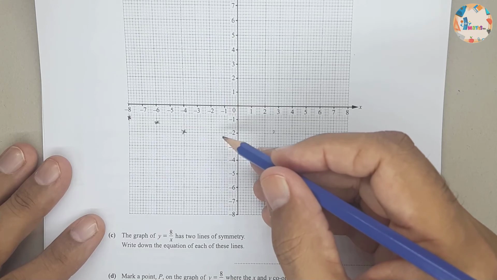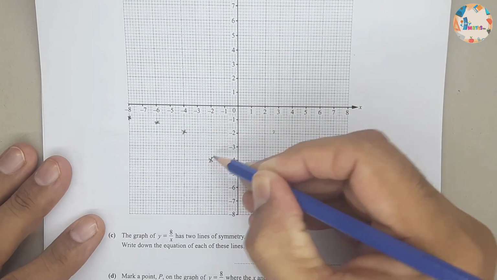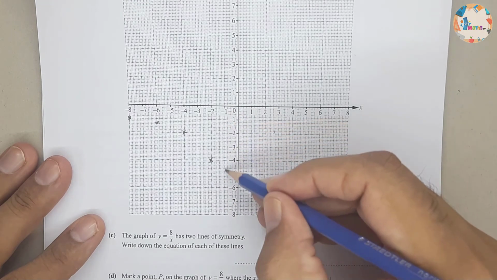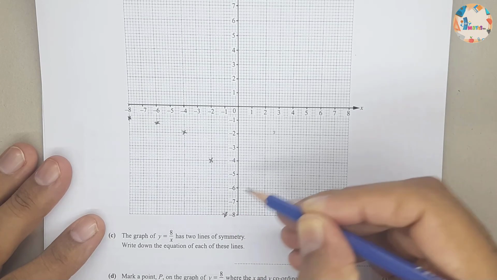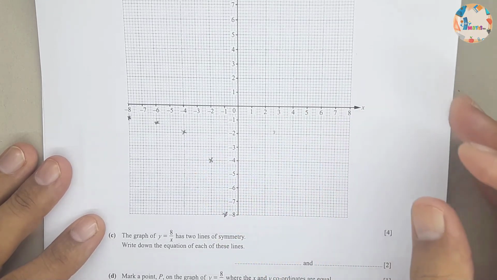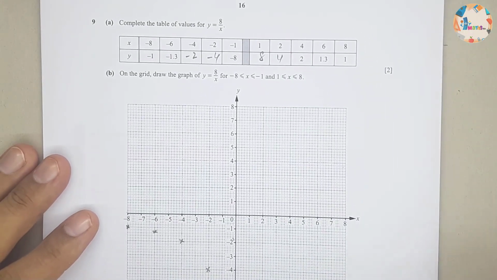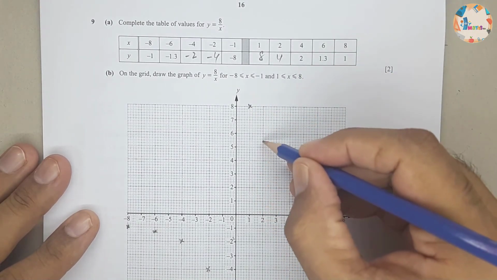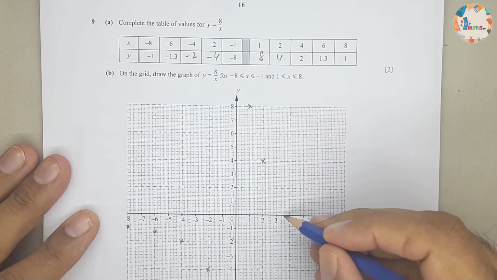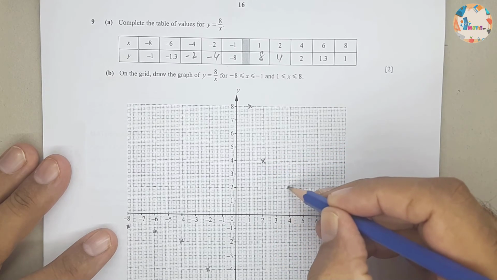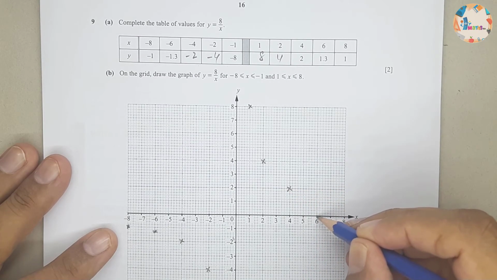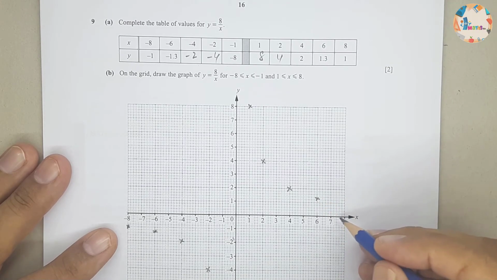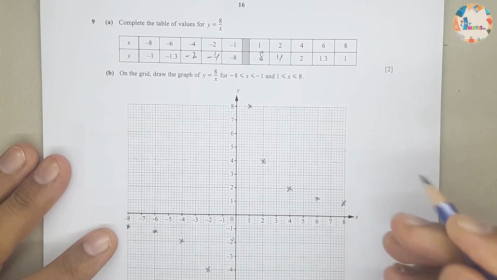So this is also done. Then minus 2 and minus 4. So this will be the mark. Then minus 1 and minus 8, over here. So this is also done. We have marked these. Now the positive side also we can do: 1 and 8 will be this point, 2 and 4 will be this point, and 4 and 2 will be this point. Then comes 6 and 1.3, this point, and 8 and 1 will be this point. So this is done.